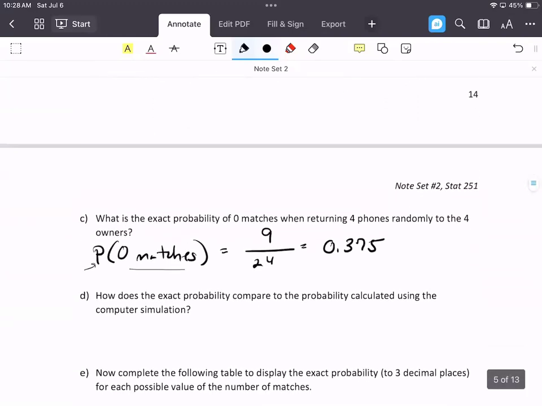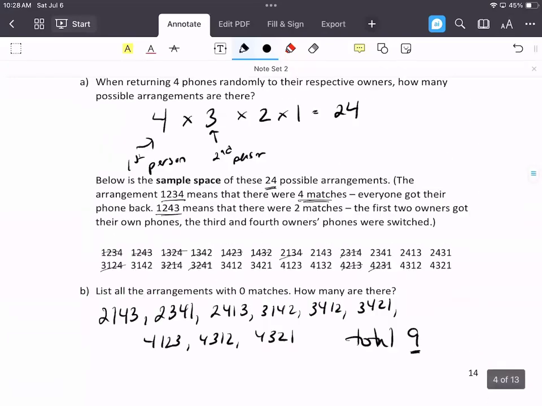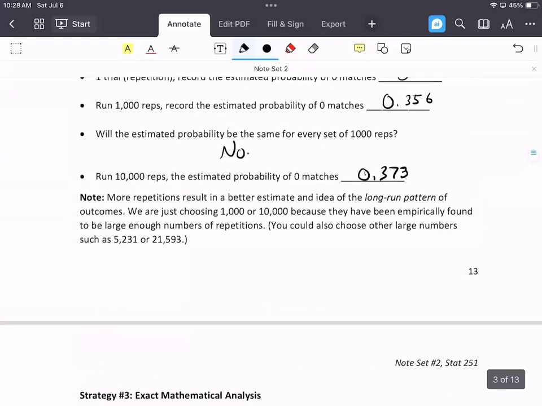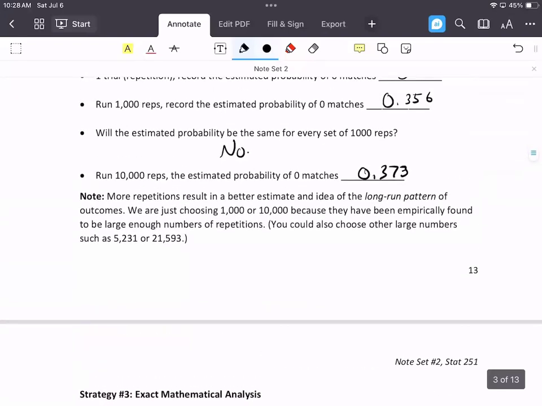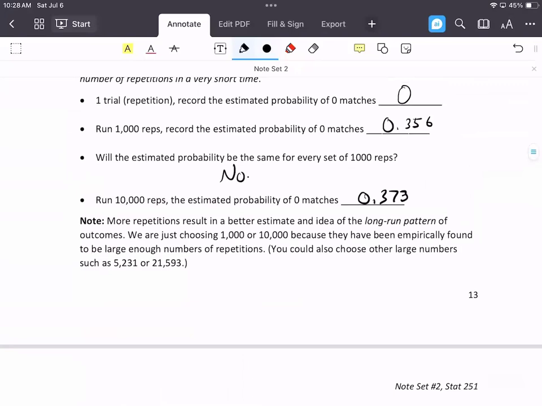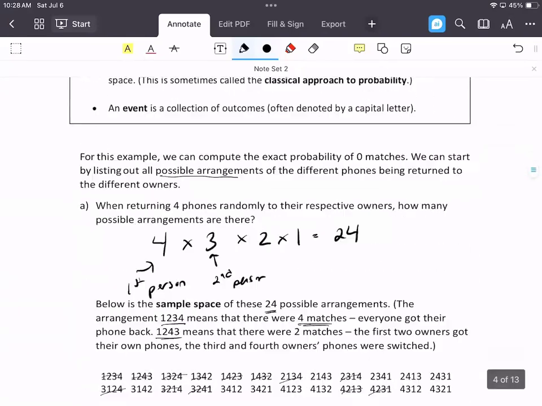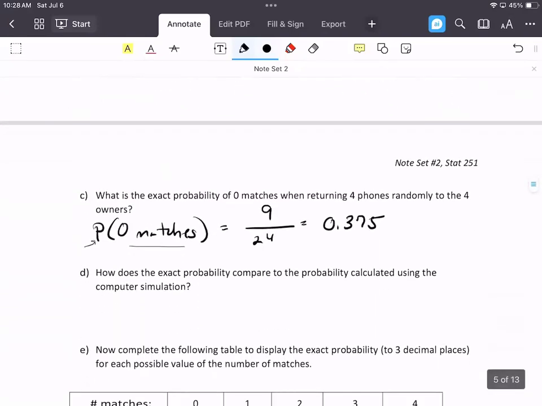How does the exact probability compare to the probability calculated using the computer simulation? Well, using the computer simulation, we got 0.373 with 10,000 reps and 0.356 with 1,000 reps. So those numbers look pretty close to me.